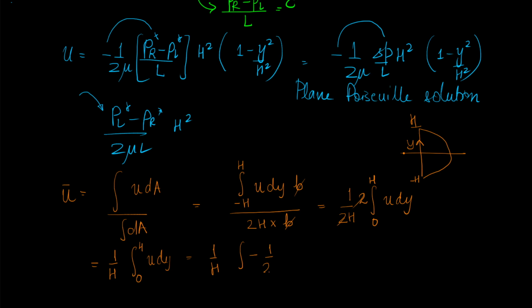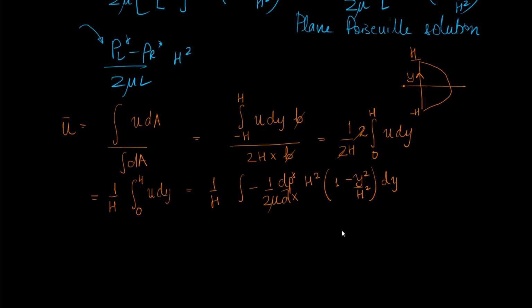minus 1 upon 2 mu dp star upon dx, where this is known to be a constant, times h square times 1 minus y square upon h square dy. And this integral is from 0 to h.